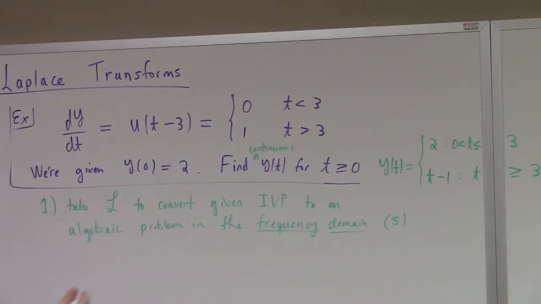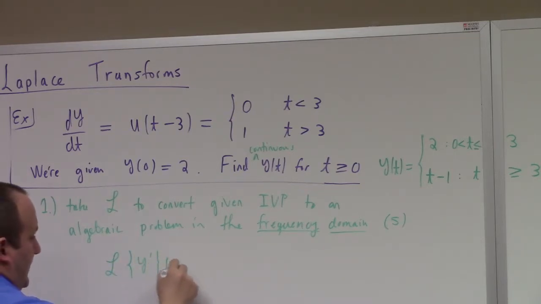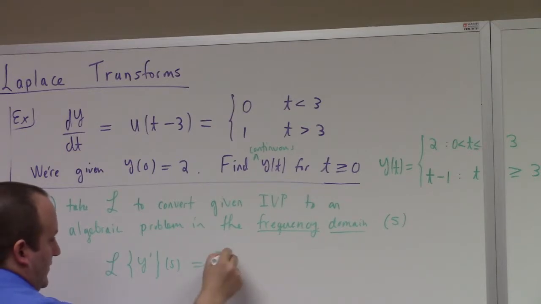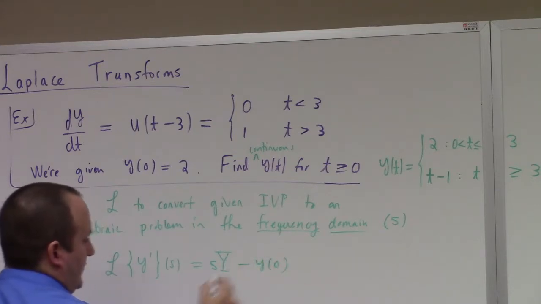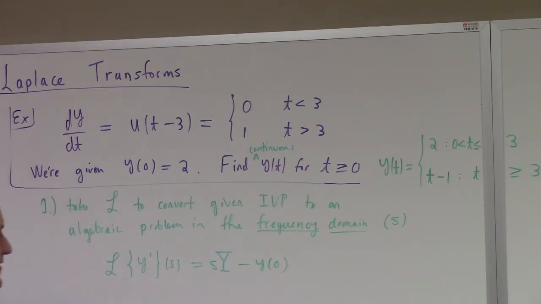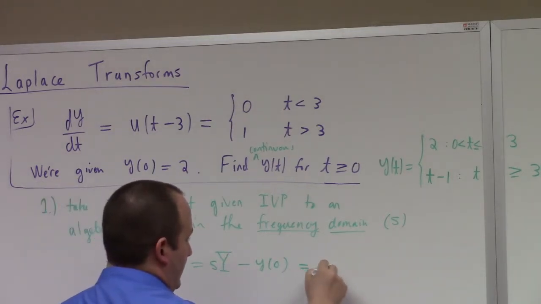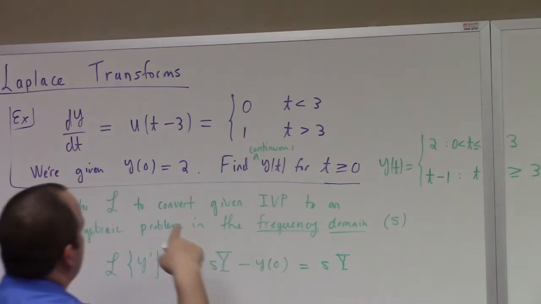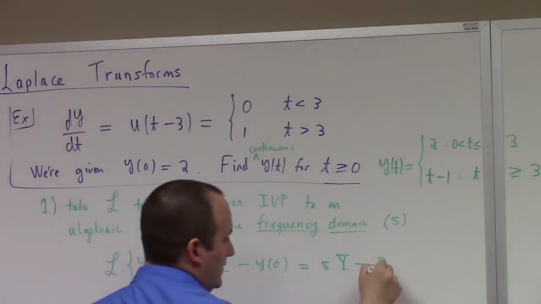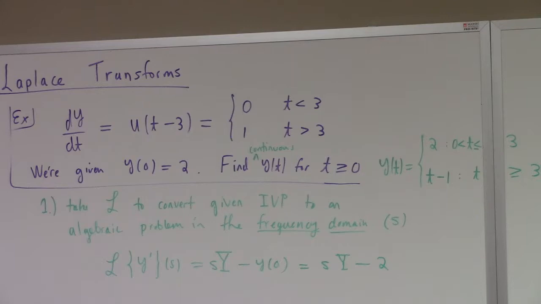Now, we'll derive this, but the Laplace transform of y prime as a function of S is, well, big Y, S times big Y, and then minus the initial condition y of 0. Now, big Y is the transformed y. This is the Laplace transform of y. And so that's S times big Y minus what? 2. And then we also need to know what's the Laplace transform of u of t minus 3.